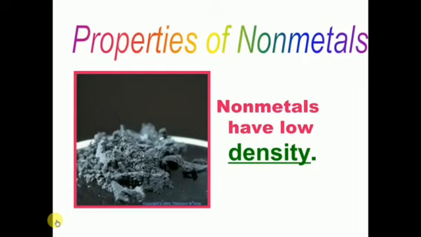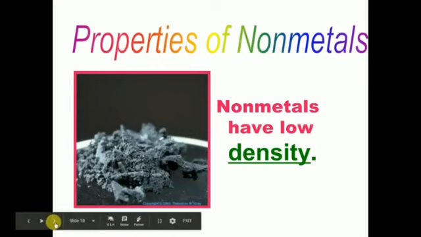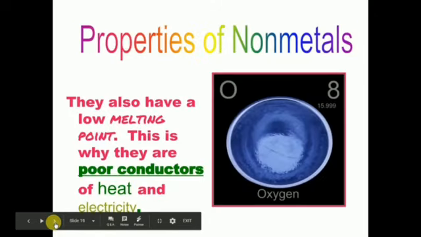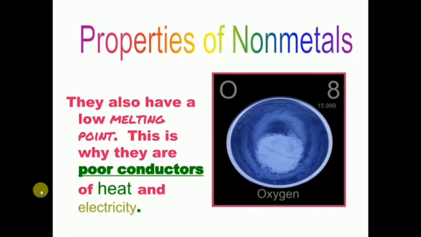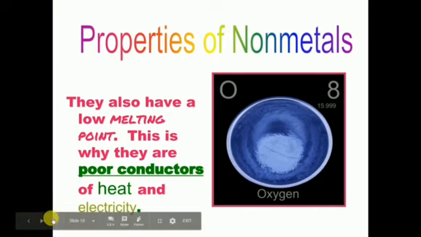Nonmetals have low density, like you must have seen sulfur powder, a low density substance, and it is a nonmetal. Then nonmetals also have low melting points. That's why they are also poor conductors of heat and electricity. They can't be used for conduction of heat and electricity.